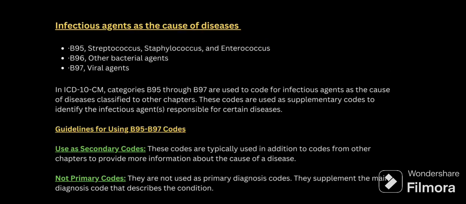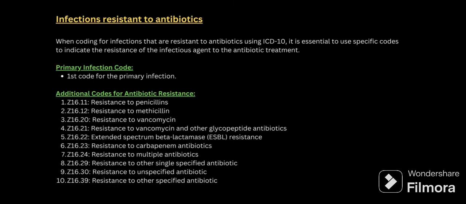And finally, infectious agent. For infectious agent, we have three types of organism, that is B95, B96 or B97. B95 is for streptococcus, staphylococcus and enterococcus. B96 is for bacteria and B97 is for virus. So always this B95, B96, B97 will be the secondary code. It will never be used as a primary code.